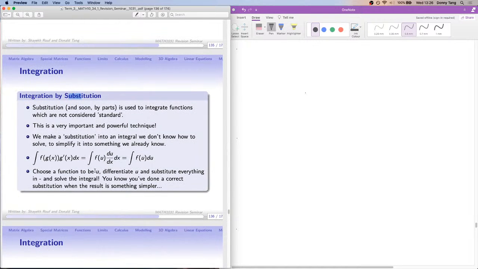So the first step is to choose a function to be u. Differentiate u, substitute everything in, and solve the integral. And you know you've done a correct substitution when the result is something simpler.